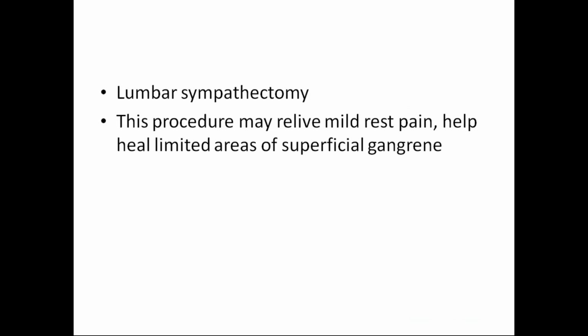So lumbar sympathectomy. Chemical sympathectomy we have discussed, that is injection of phenol with water in the L2, L3 and L4 spaces. Lumbar sympathectomy is a surgical procedure where we go for an operative procedure at the same site, L2, L3, L4, and the lumbar sympathetic nerves are transected. This procedure may relieve mild rest pain and help heal limited areas of superficial gangrene.